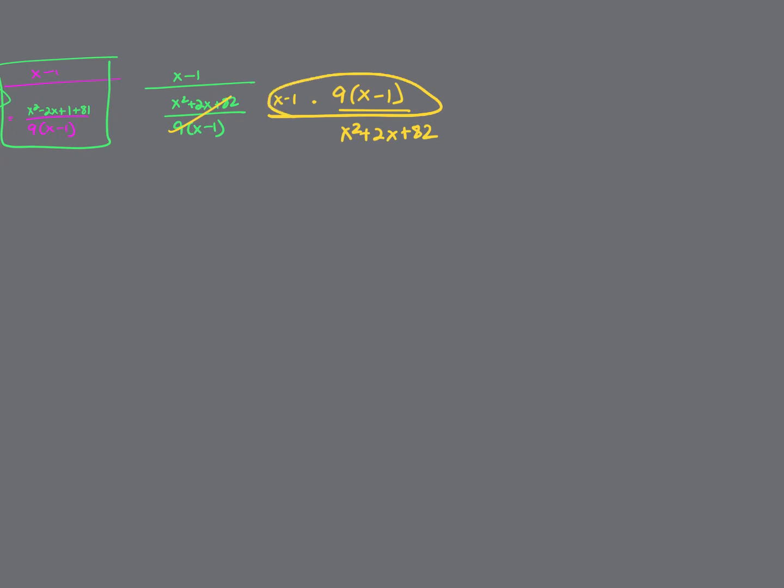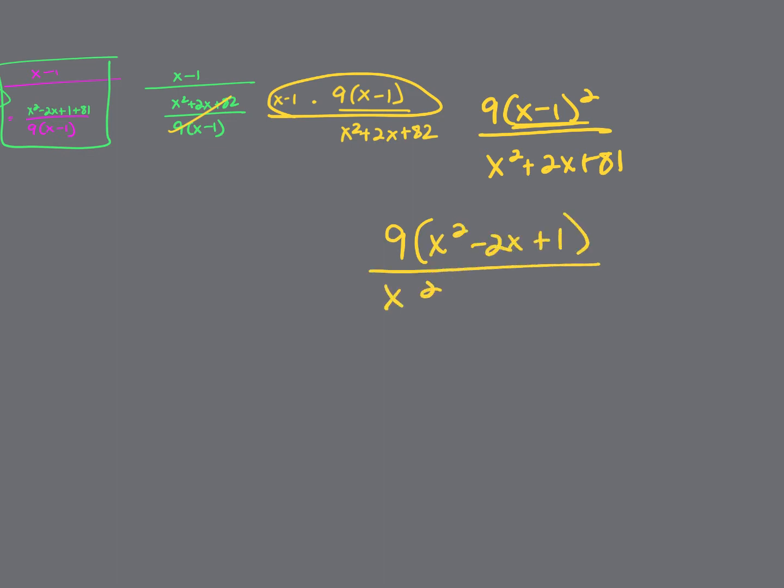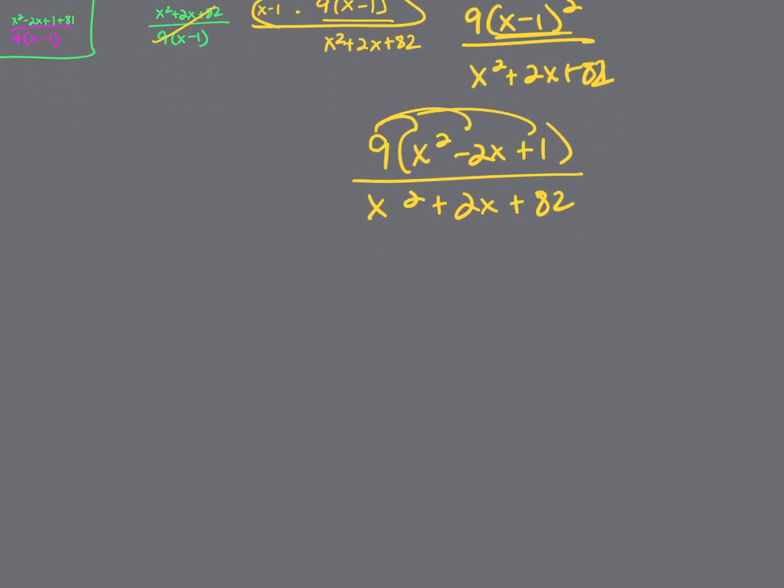Multiply this straight across. You get 9 times x minus 1 squared over x squared plus 2x plus 82. If I expand x minus 1 squared, I get x squared minus 2x plus 1 again over x squared plus 2x plus, oh, that's 82. I said it and wrote it wrong. Then distribute here.